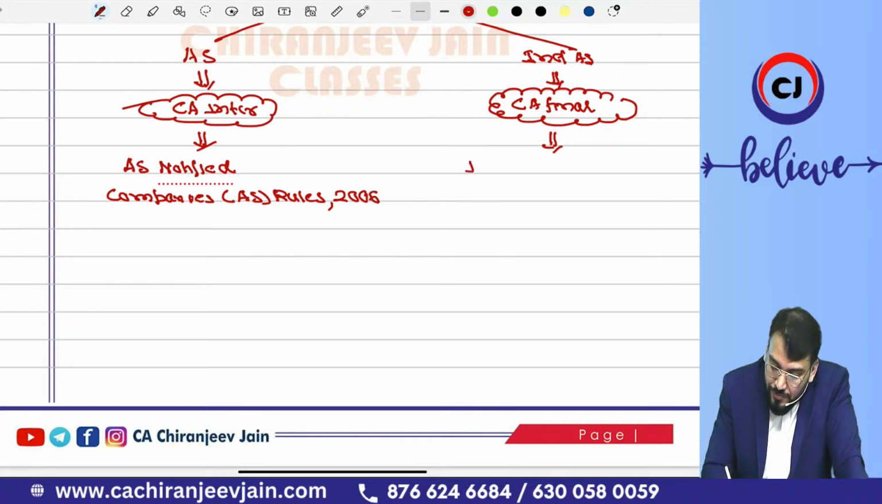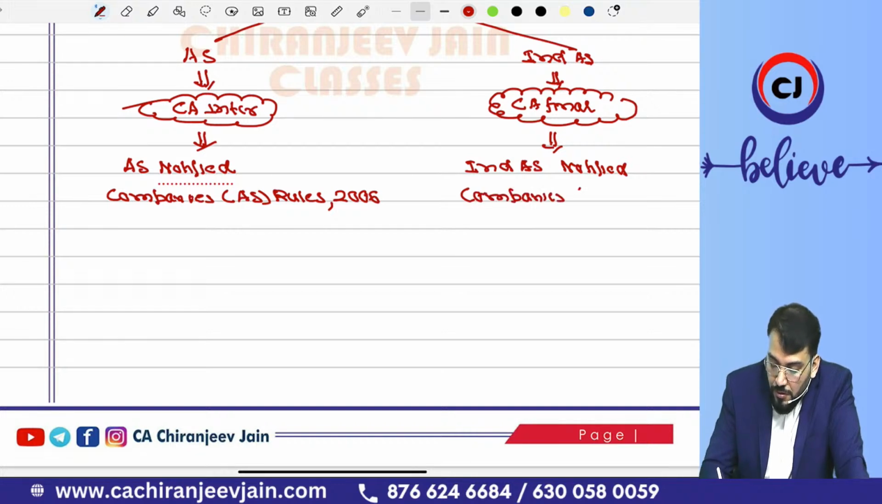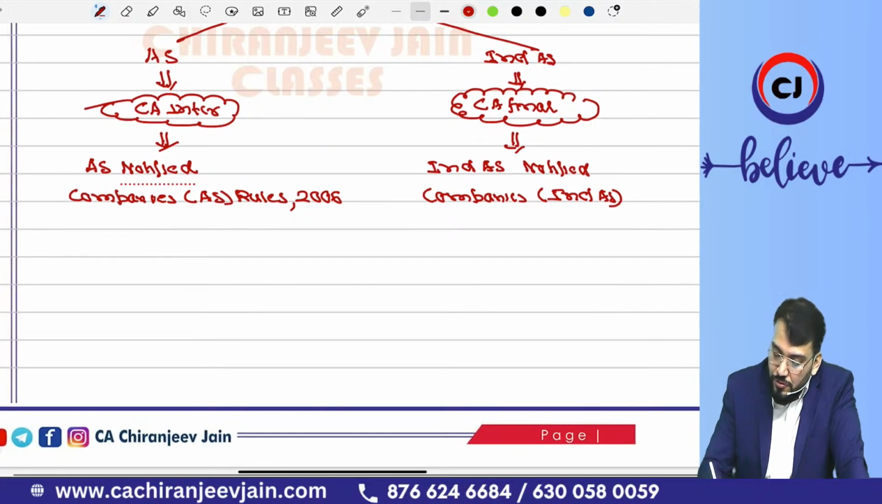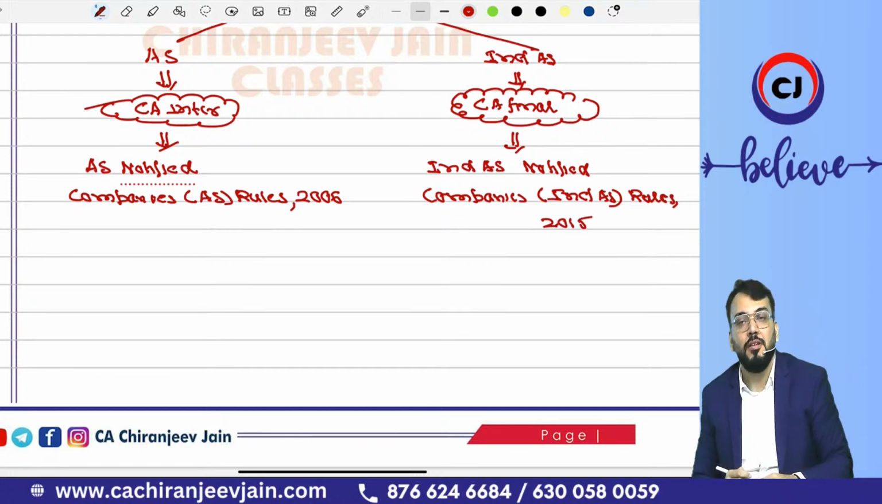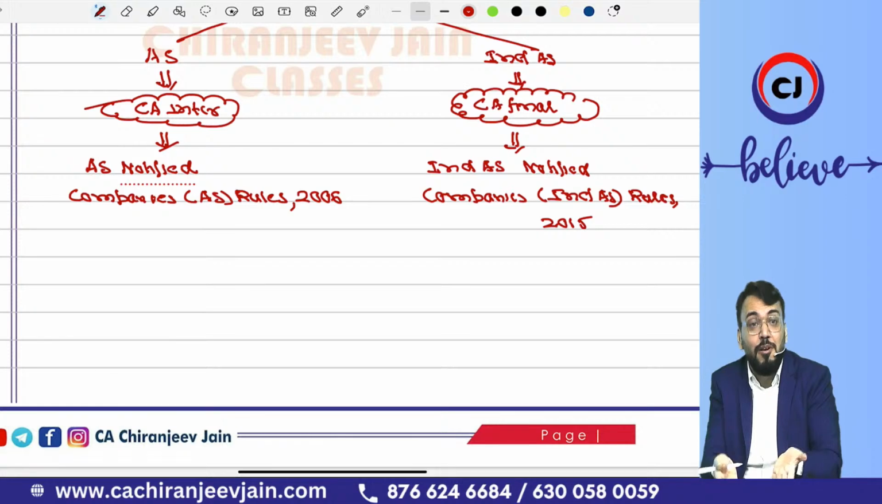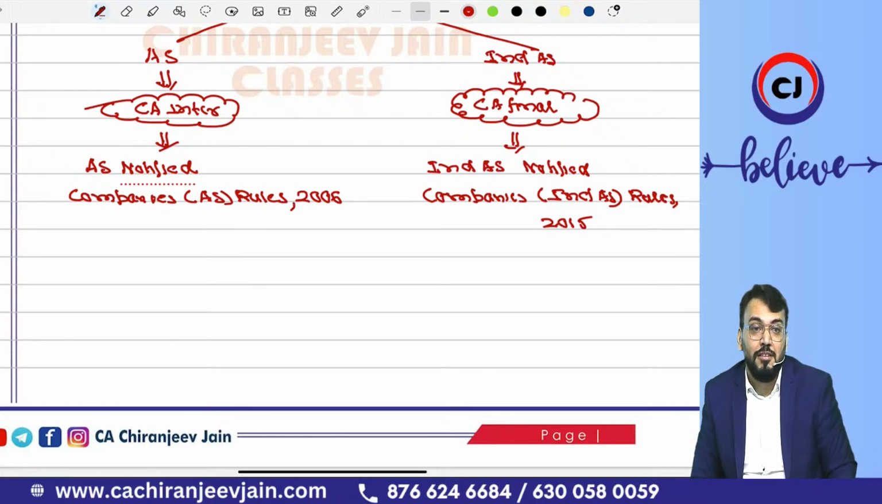These IND AS are notified in the Companies (Indian Accounting Standards) Rules, 2015. Got this point? So this is also applicable to companies. So what about partnership firms and proprietorships?